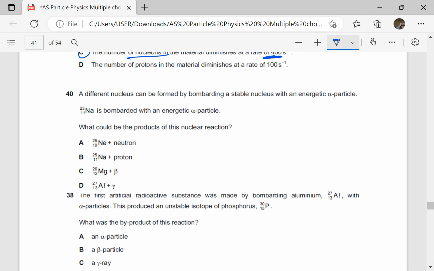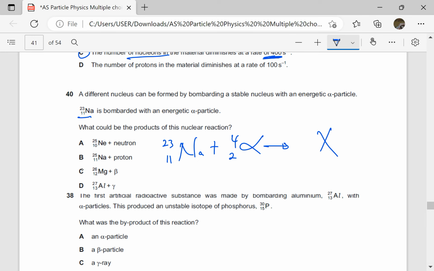A different nucleus can be formed by bombarding a stable nucleus with an energetic alpha particle. Sodium is bombarded with an energetic alpha particle. What could be the product of this nuclear reaction? So sodium 23, 11 is bombarded with alpha, which is 4, 2. So this should give us a nucleus. Let me call it X.